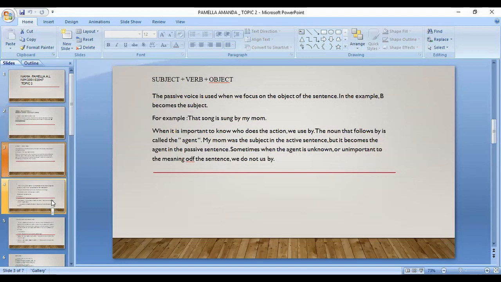The passive voice is used when we focus on the object of the sentence, not the subject. For example, that song is sung by my mom. When it is important to know who does the action, we use by plus the noun that follows, which is called the agent. My mom was the subject in the active sentence, but it becomes the agent in the passive sentence. When the agent is unknown or unimportant to the meaning of the sentence, we do not use by.